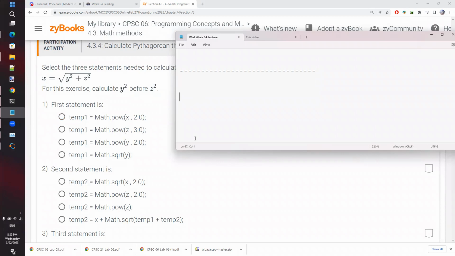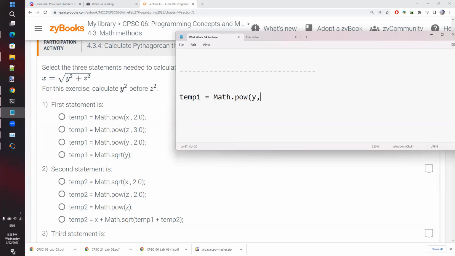And so they make a temporary variable called temp1, just a variable name. And they're saying that's where we're going to calculate y squared. Now, most people would just calculate y squared this way. If they were writing Java code, they would just write y times y. That's an easy way to do it. But for whatever reason, they're using Math.pow. So Math.pow, how would you calculate the y squared?